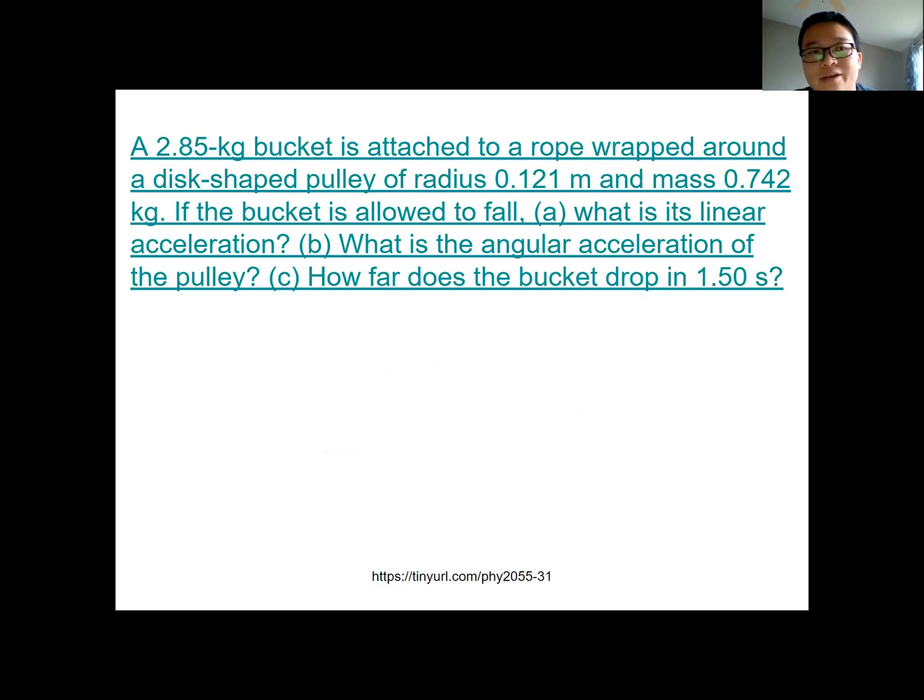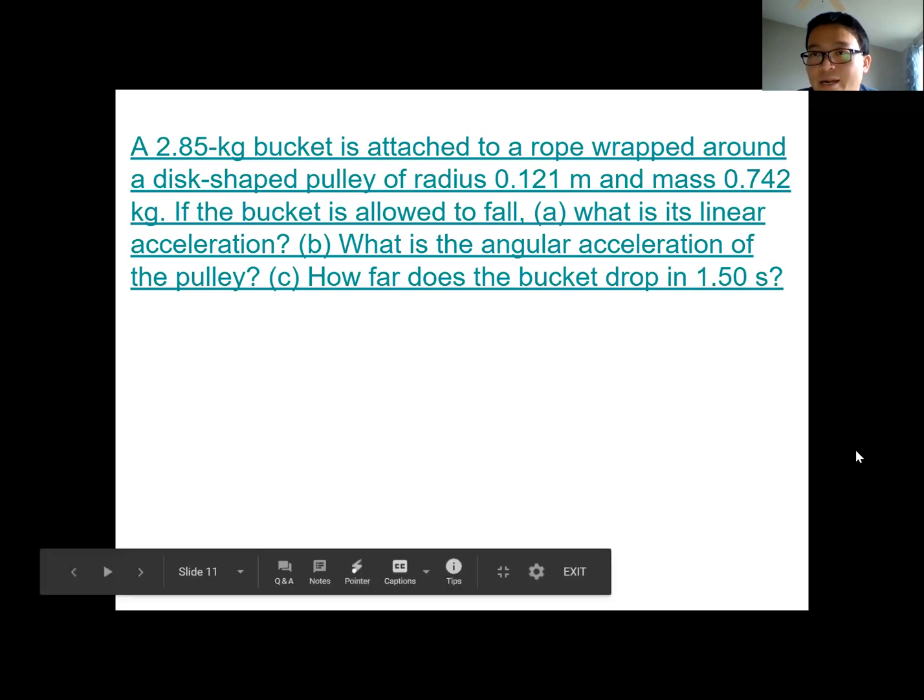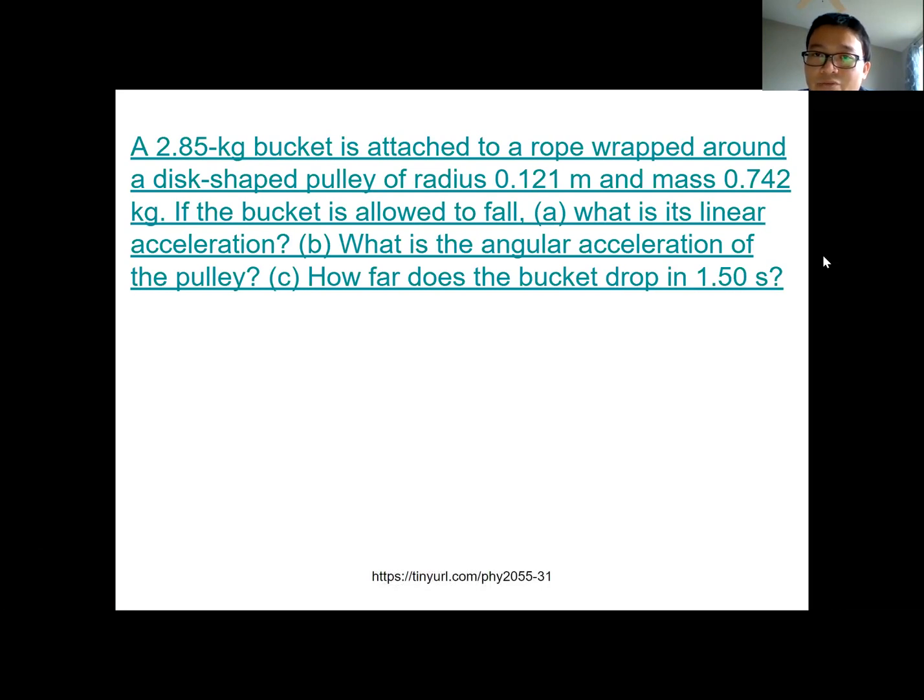We'll take a look at one example here to start with. This one says a 2.85 kilogram bucket is attached to a rope wrapped around a disc-shaped pulley of radius 0.121 meters and mass 0.724 kilograms. If the bucket is allowed to fall, what's its linear acceleration? What's the angular acceleration of the pulley? And how far does the bucket drop in 1.50 seconds?